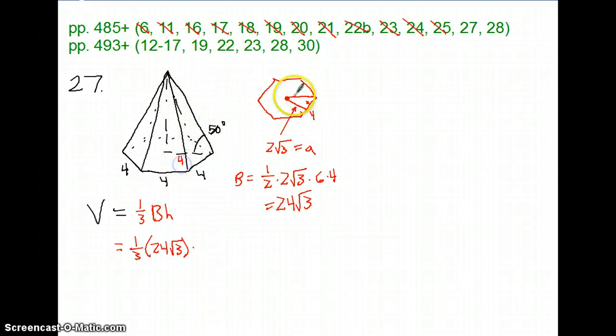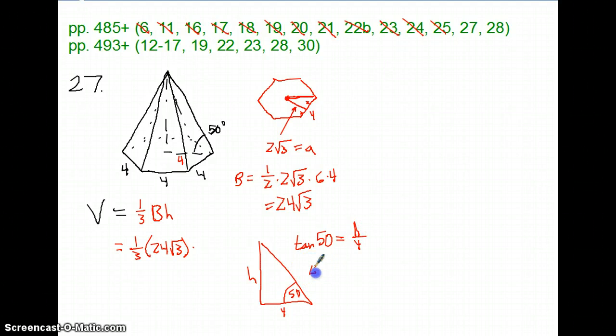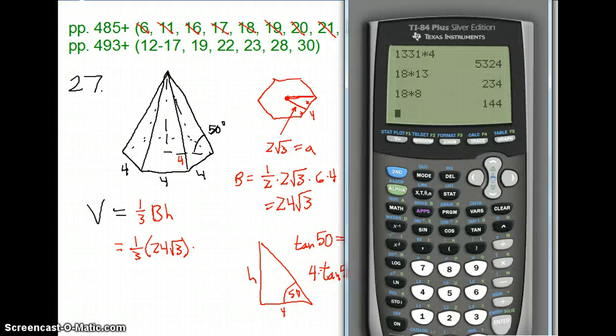I know that this is 4. Like this one I just drew here, that's 4. And I know a 50-degree angle. I need to find if this is 50 degrees and this is 4, I need to know this. This is opposite and adjacent with this angle, so it's the tangent that I want to talk about. Tangent of 50 is opposite over adjacent. So 4 times the tangent of 50 is going to equal h. And for that, I must have a calculator.